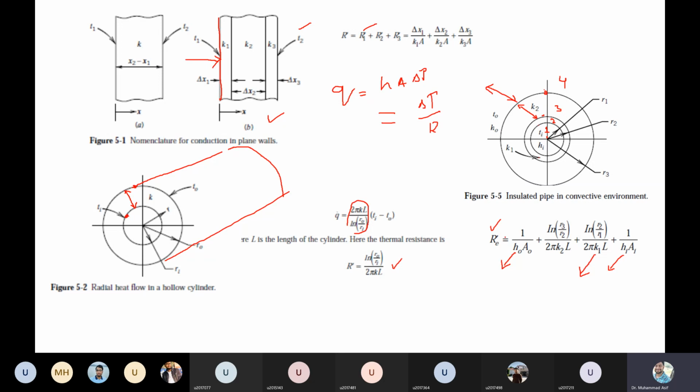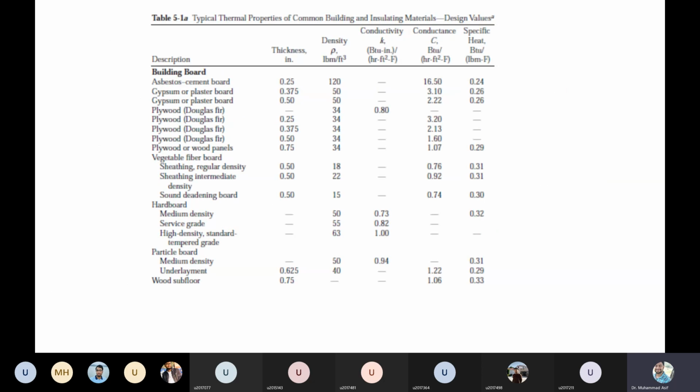So ASHRAE has provided these parameters, basically constants, for different conditions and different materials. As you can see in Table 5-1, there is a range of building materials. I have not put in the whole table. Table 5-1A has four pages in your McQuiston book, but I have included just a portion to show you how the properties are available.